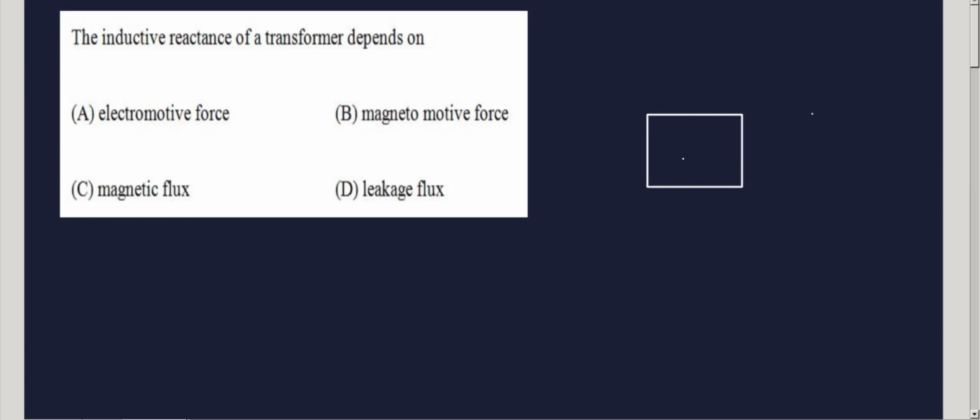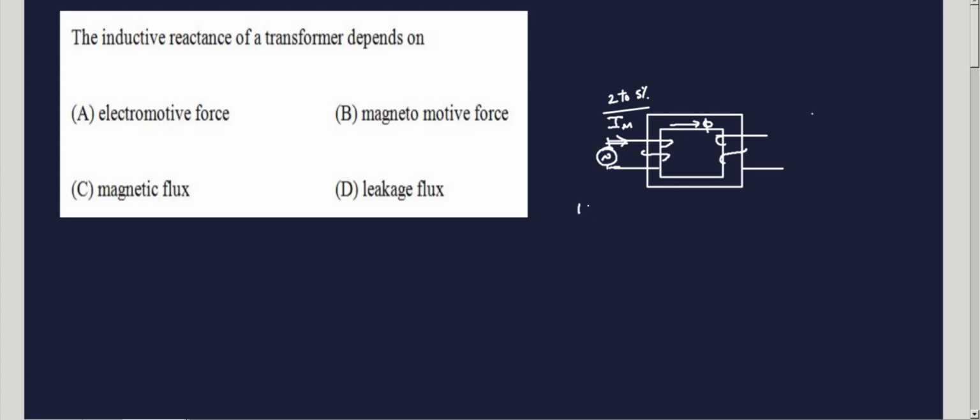So this is a transformer core, and I have a transformer winding. Suppose I have a supply voltage. The first existing current is the magnetizing component of the current, which is only 2 to 5%. This amount of current is enough to produce the maximum flux in the transformer core.